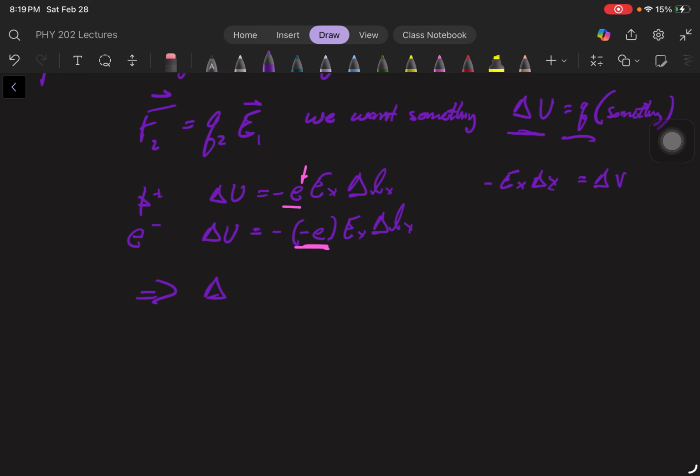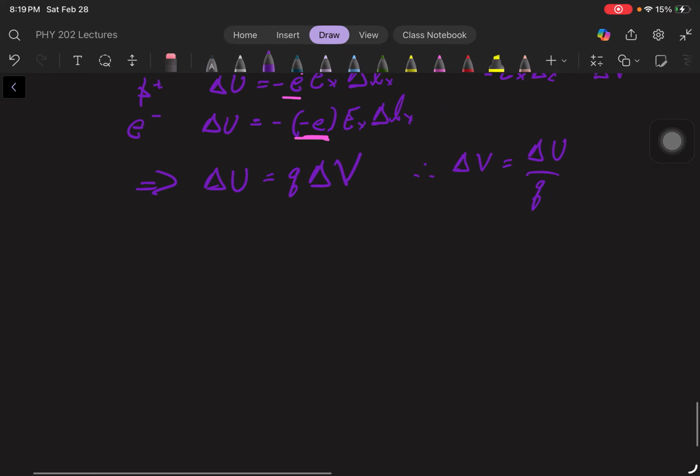And so we can say delta U is equal to Q delta V. There we go. Nice sharp angle, so it's definitely not a U. And if that's true, then we can say delta V is equal to delta U over Q. And we can define the units for delta V, our potential difference.